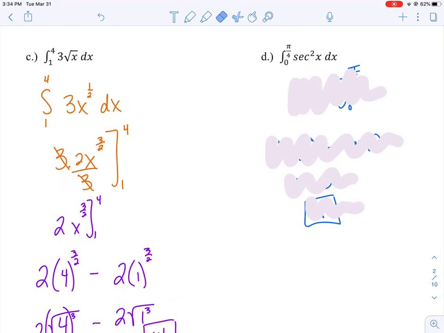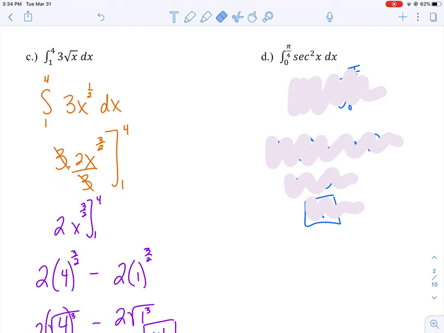All right, let's do another one, and then we'll do another video for the other examples. Here's a little bit of trig. So I want to evaluate the integral of secant squared from 0 to pi over 4. And so is there an antiderivative for secant squared? What function has a derivative of secant squared?